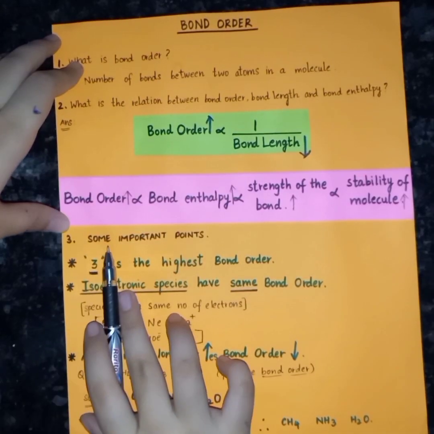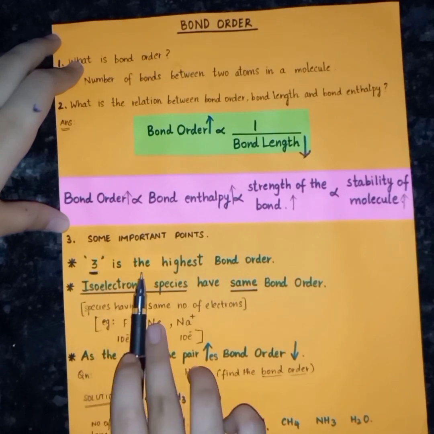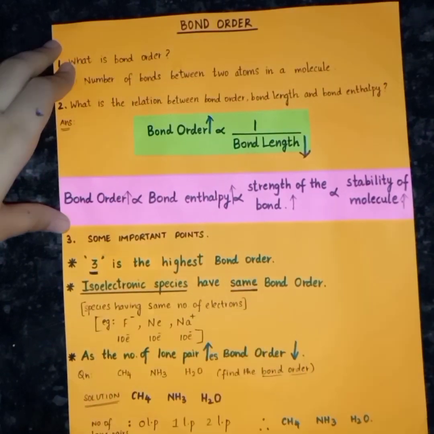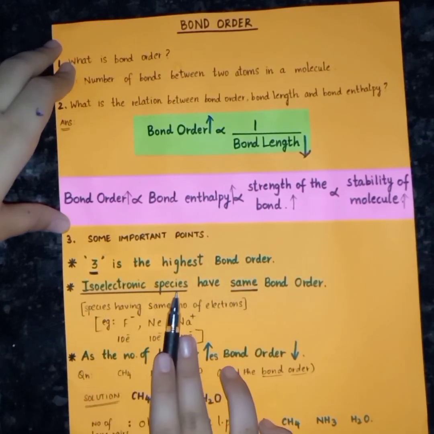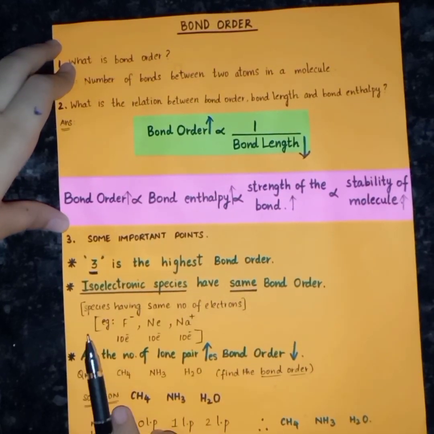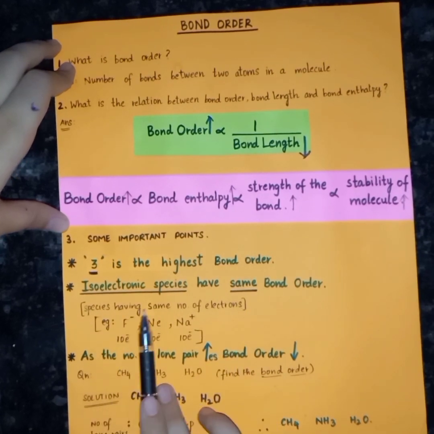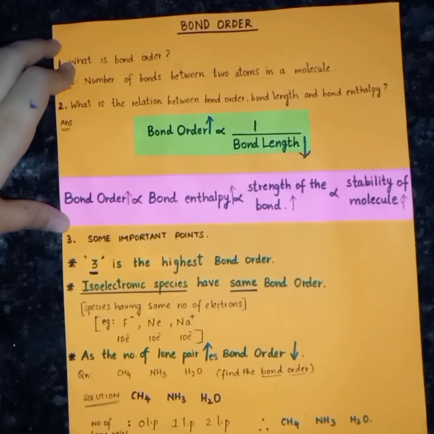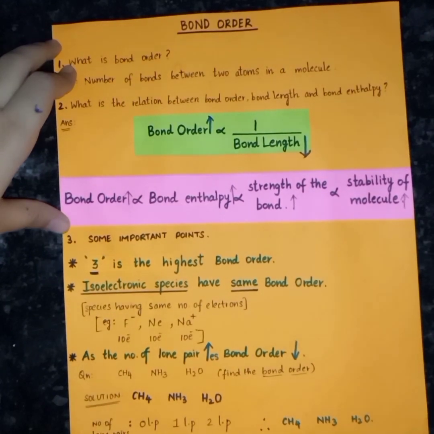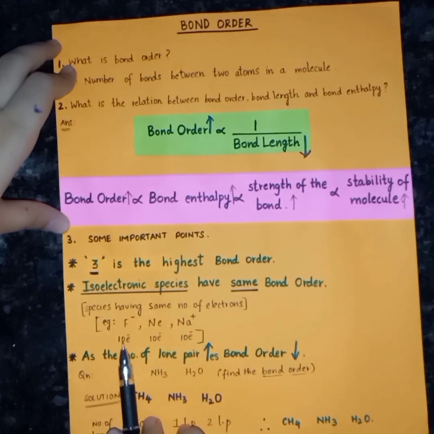Third one, some important points regarding bond order. 3 is the highest bond order. Isoelectronic species have the same bond order. What are isoelectronic species? The species having the same number of electrons. For example, F minus, neon, Na plus. All the 3 species will have 10 electrons each.